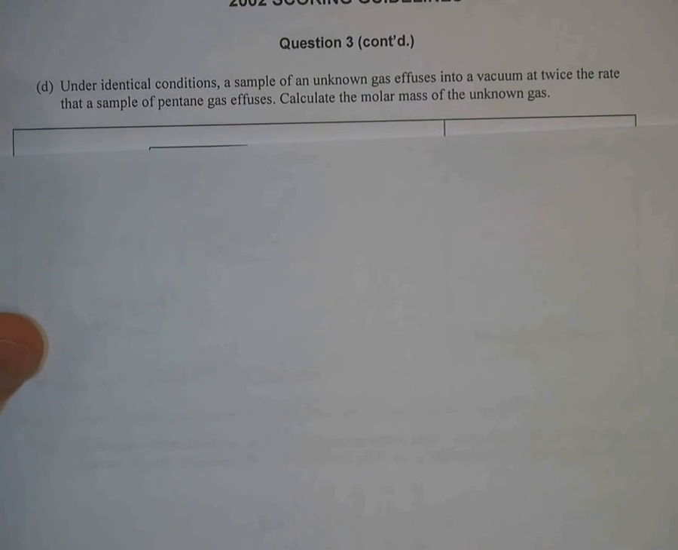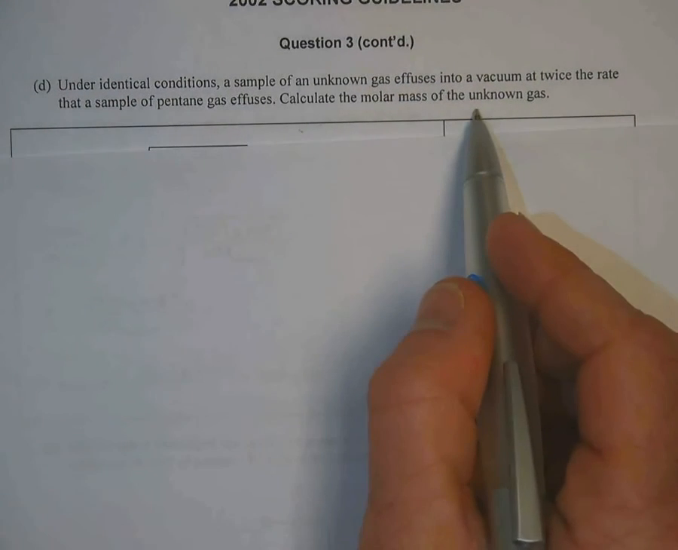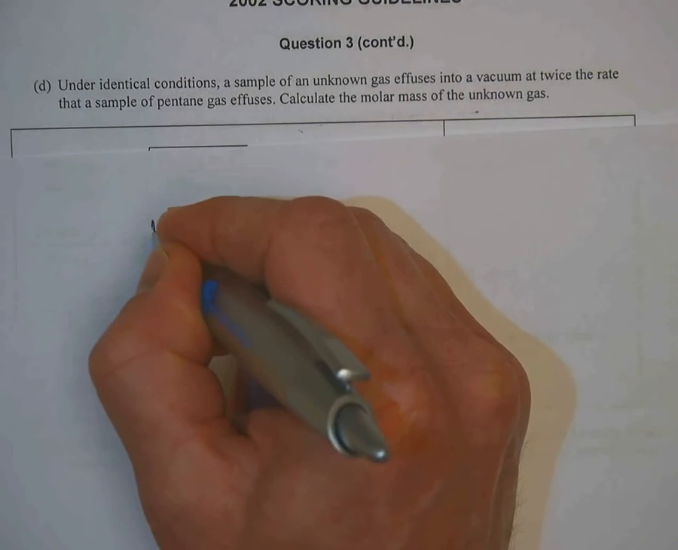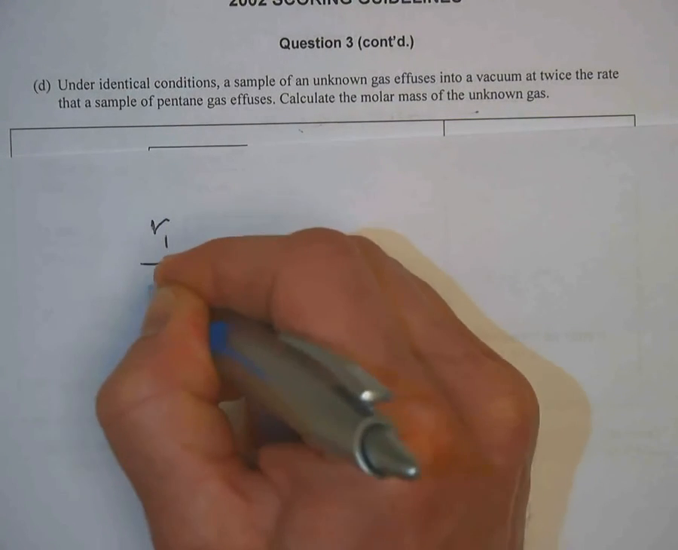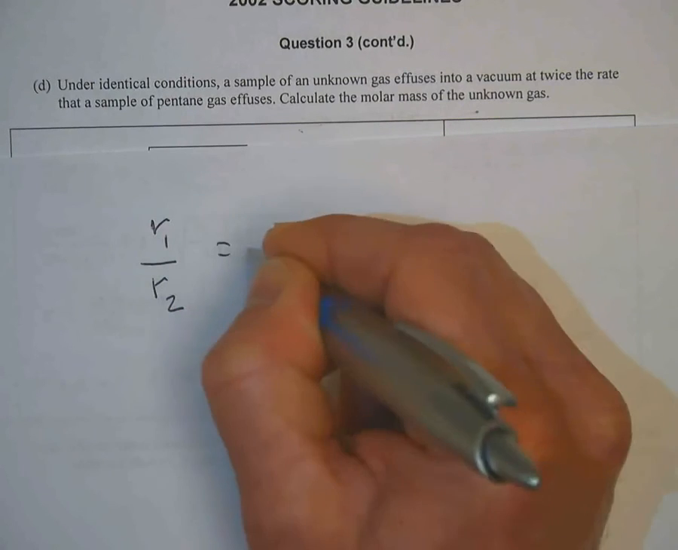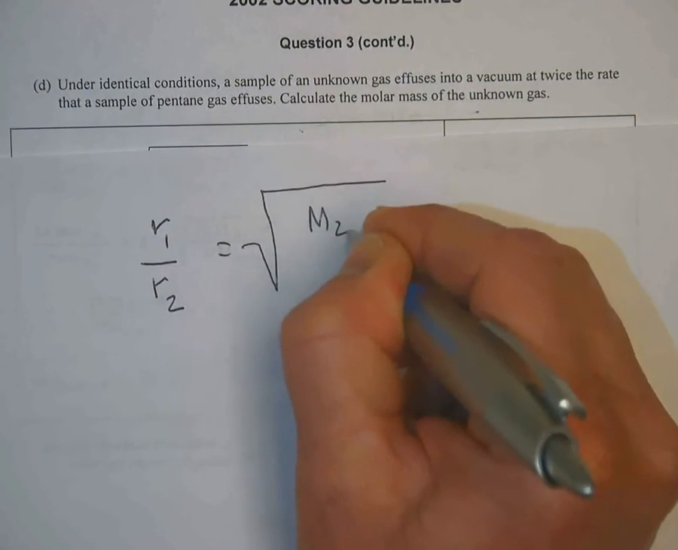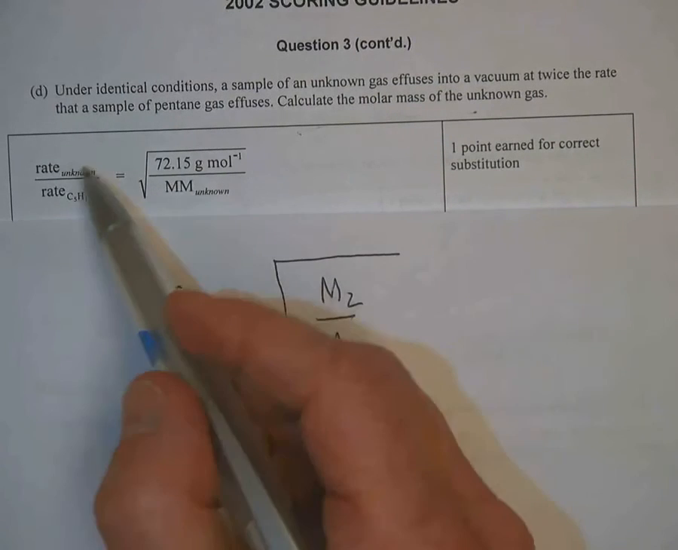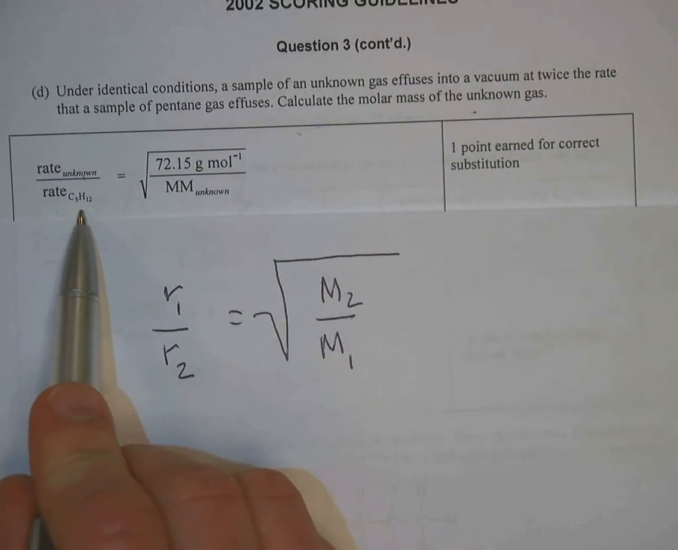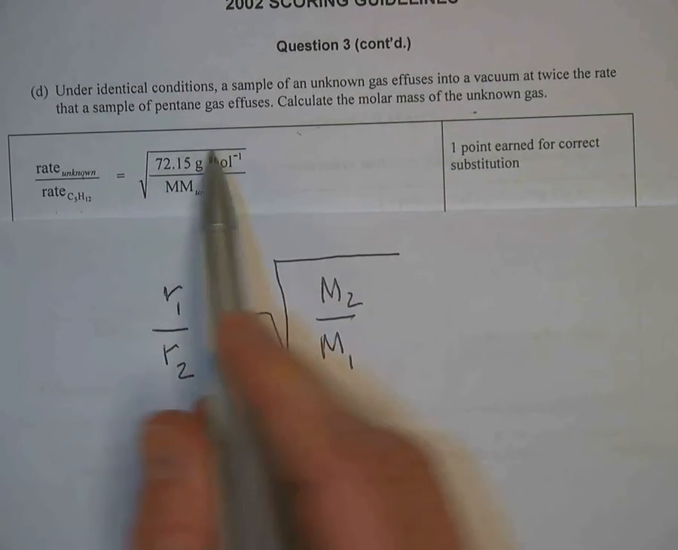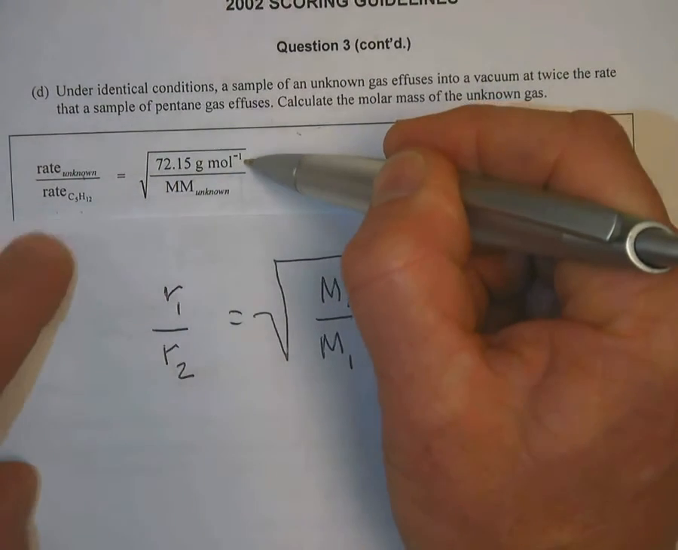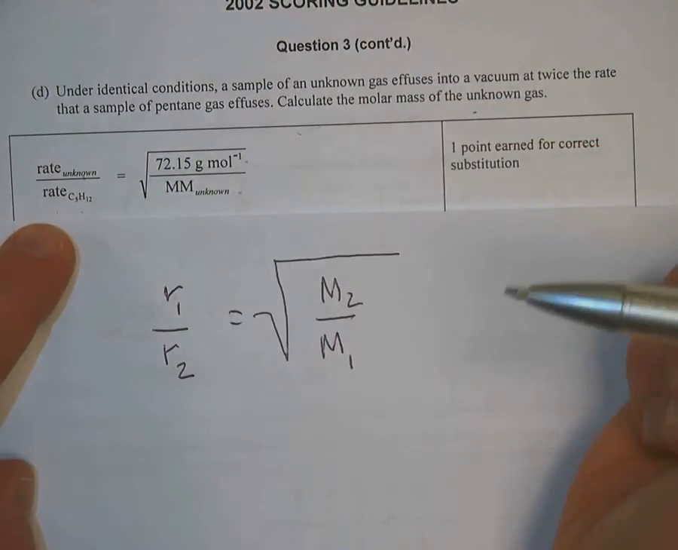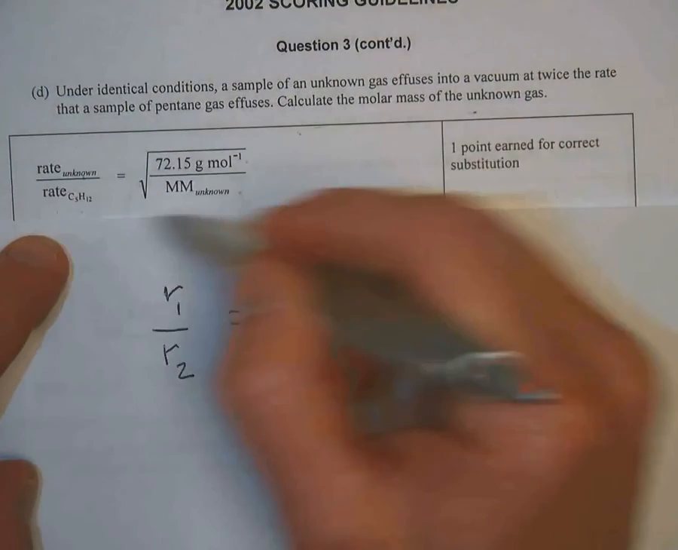This one said, under identical conditions, a sample of an unknown gas effuses into a vacuum at twice the rate of the sample of pentane. Calculate the molar mass. Well, here's another one where we're going to take a look at the rate of effusion of one gas versus the rate of effusion of another. And remember, that's inversely proportional to the square root of its molar mass. So we can say that the rate of the unknown gas compared to the rate of C5H12 is inversely proportional to the square root of the molar mass of the unknown compared to the molar mass of C5H12. See how I set that up?